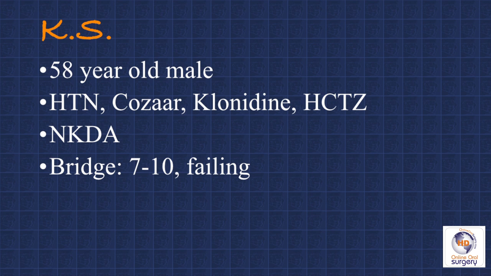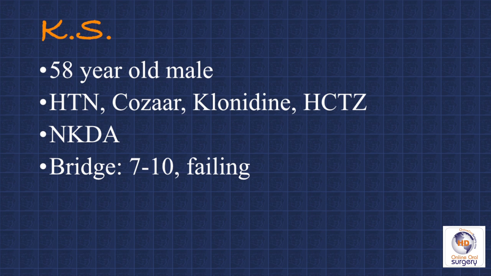This is a great case to illustrate that. This is Keith. He's a 58-year-old gentleman who came in to see me because of a bridge between his maxillary lateral incisors that was failing. So he had a bridge from 7 to 10, and the two abutment teeth were failing. And he needed to have these teeth removed, and we discussed implants.